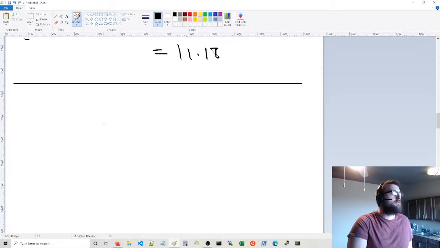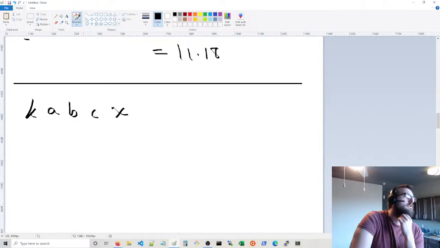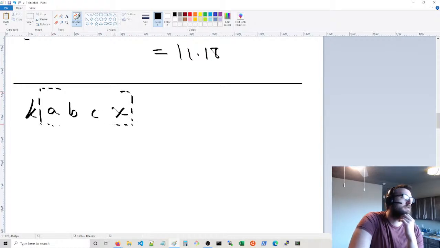What if you have k, a, b, c, x? How about this? Can you make the same claim? Well, you could definitely say that if you're considering these two situations, and this situation, right?